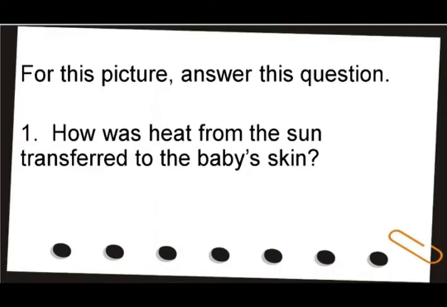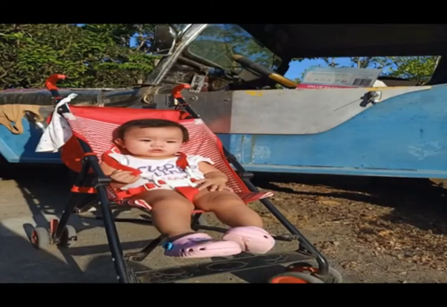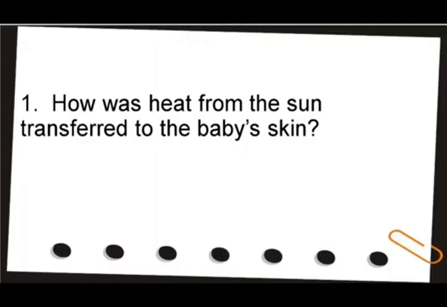On this next picture, answer this question. How was heat from the sun transferred to the baby's skin? On the picture, the baby is having her morning sunbath. Now, let us answer the question. How was heat from the sun transferred to the baby's skin? The heat from the sun was transferred to the baby's skin through radiation.